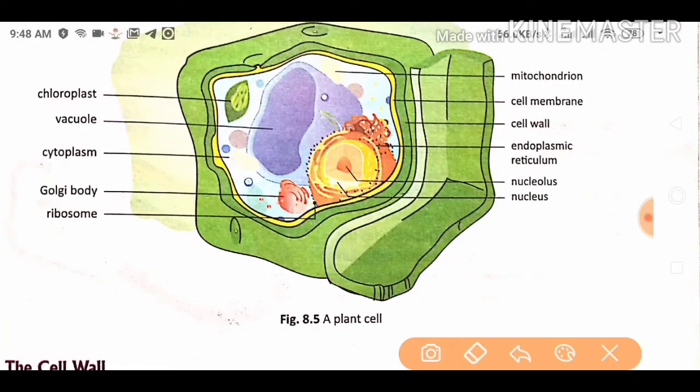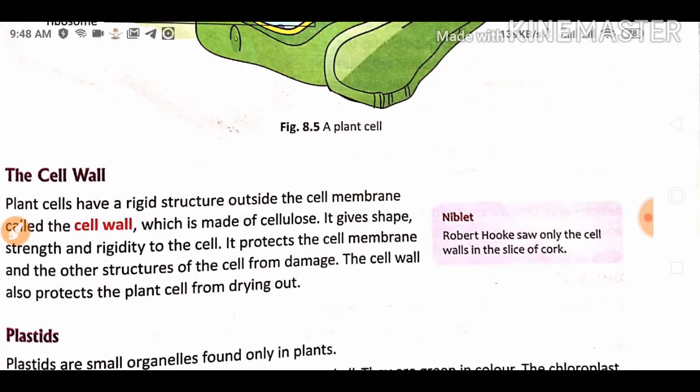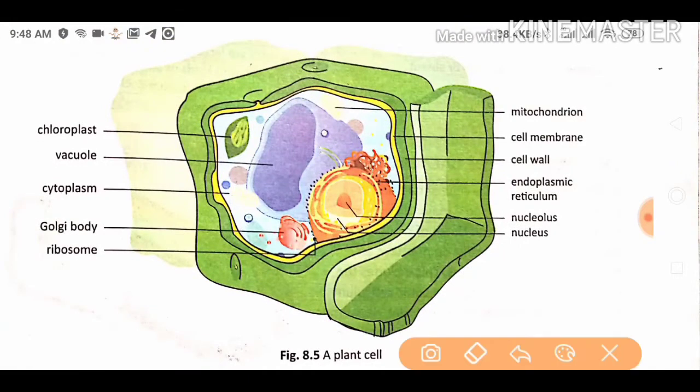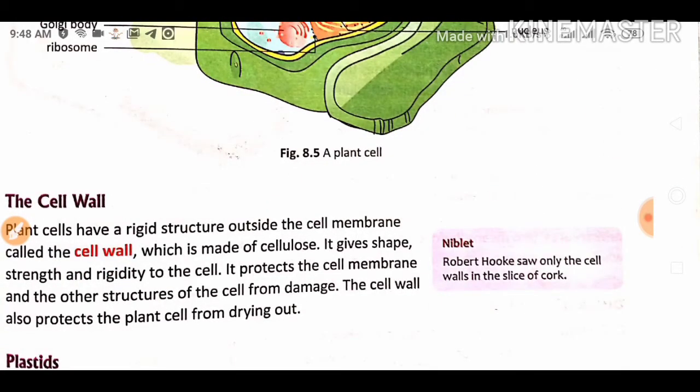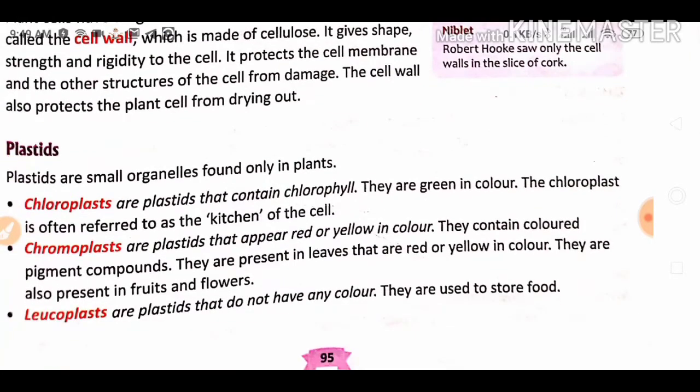So you can see here vacuoles are of very large size. You can see here the cell wall also. This is the outermost rigid structure of any plant cell, found only in plant cells. It is protective in its function and gives strength and rigidity to the cell. It gives shape also. So you can see cell wall and plastids. Plastids are found only in plant cells.